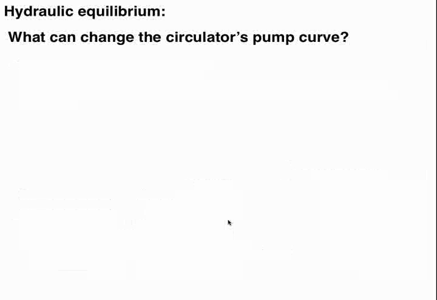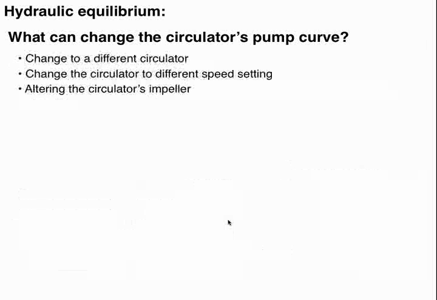So let's ask the same question, but let's ask it about circulator pump curves. What can change the circulator pump curve? Well, certainly if we change the circulator, it'll have a different curve. If we change the circulator to a different speed setting, many of the small circulators today have at least 3 speeds on them. Or if we were to do something to the circulator's impeller. That's not as common today because even small and large circulators have variable speed control.